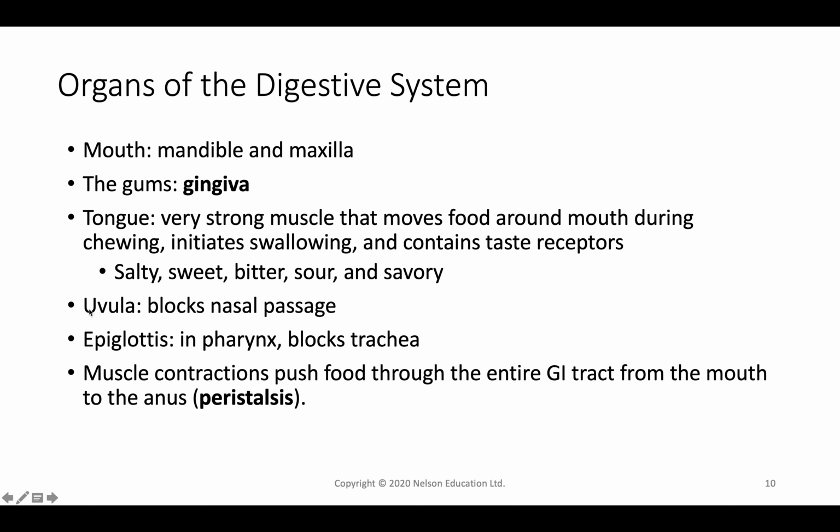At the very end of our mouth, we have the uvula. The uvula is going to block our nasal passages from being in direct contact with our mouth. It's that little dangly thing at the back of your throat. If you've ever seen Yosemite Sam scream, you can see it dangle, right?